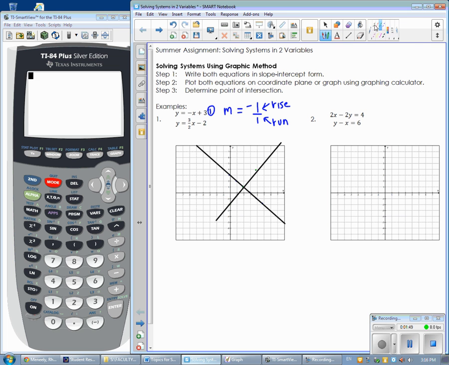I know that the point of intersection is where the two graphs intersect. It's also going to be the solution to my system. We always report the x value first. So in this case, x is 2 and the y coordinate is 1.